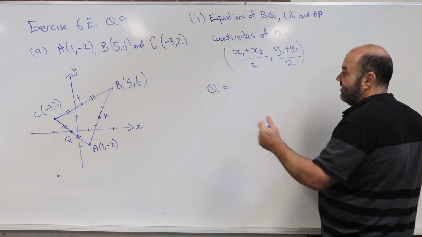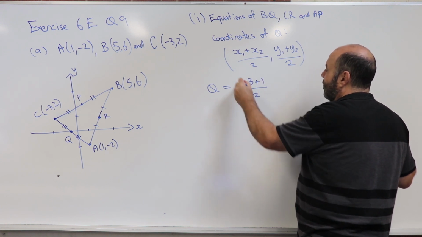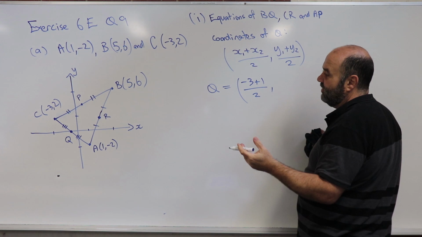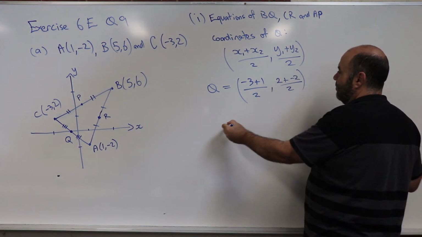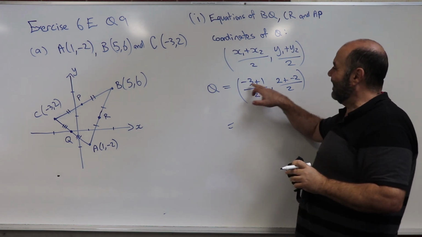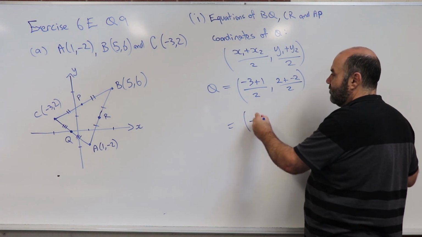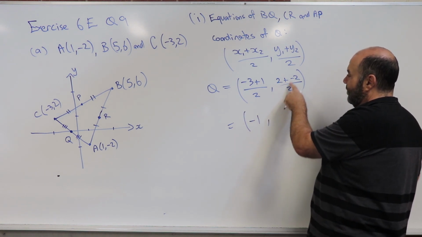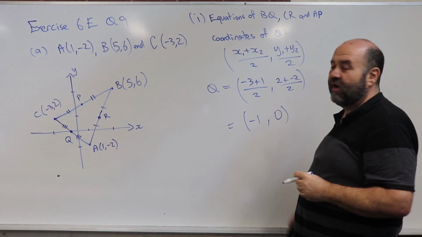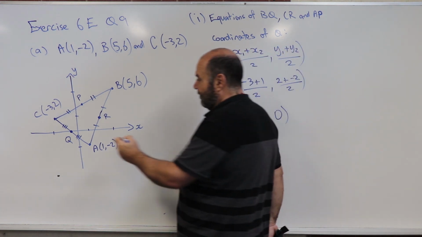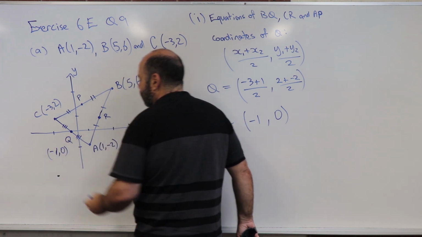So the average of my x values is negative 3 plus 1 on 2, and the average of my y values is 2 plus negative 2 on 2. Well, that's negative 2 divided by 2, that's pretty simple, it's just negative 1. And that's 0 divided by 2, that's 0. So the coordinates of Q is negative 1, 0. We can actually add that to our diagram if we want. Negative 1, 0.